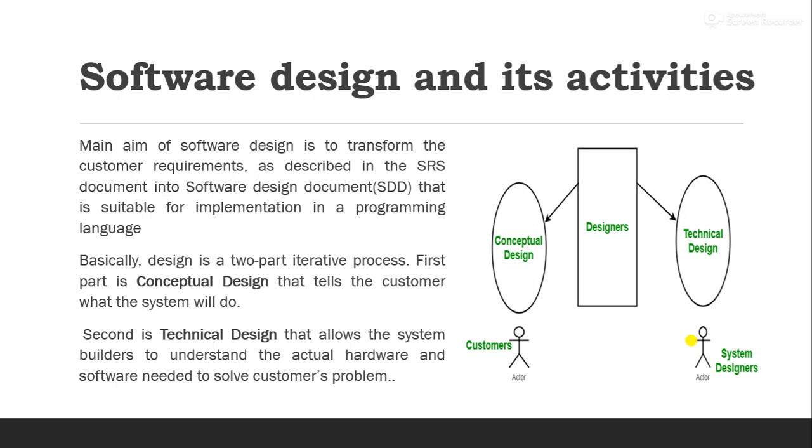So in brief, the main aim of system design is to transform the requirements mentioned in the SRS document into some structure which is suitable for implementation in a programming language. Usually we perform two types of design. First one is the conceptual design. It is specially for the customers and tells what this system will do. And the second type of design is the technical design, which is specially for the system designer, that allows the system builder to understand the exact hardware and software needed to solve that problem.